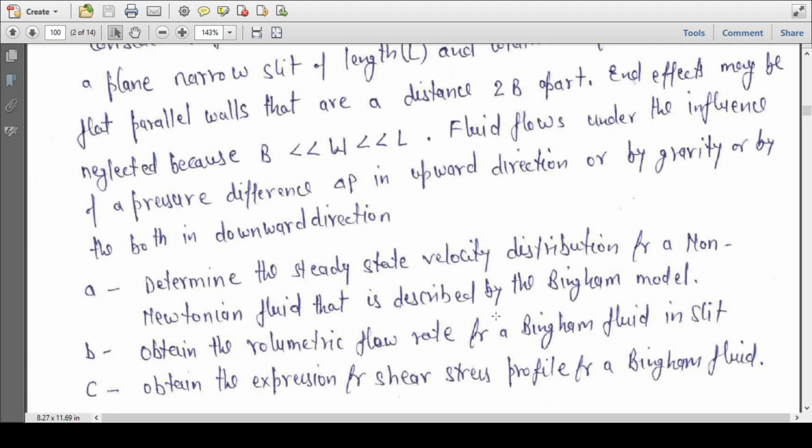Three things need to be determined. The first is to determine the steady state velocity distribution for a non-Newtonian fluid that is described by the Bingham model. Second, obtain the volumetric flow rate for a Bingham fluid in the slit. Third, obtain the expression for the shear stress profile for a Bingham fluid.